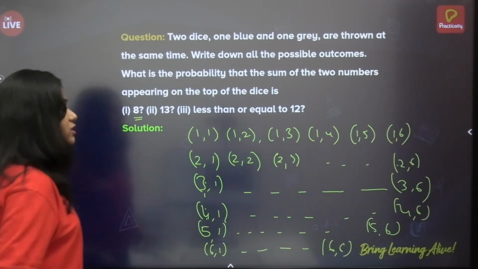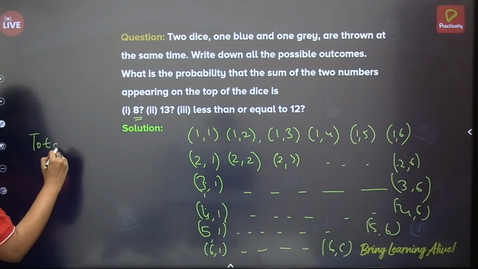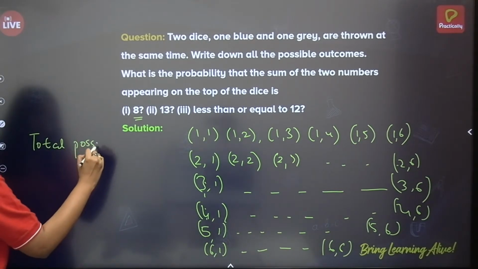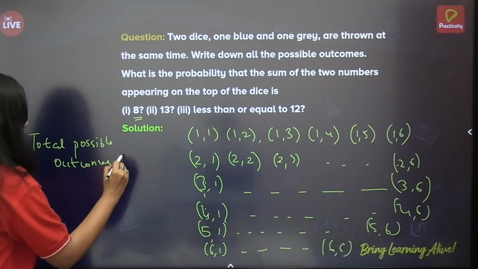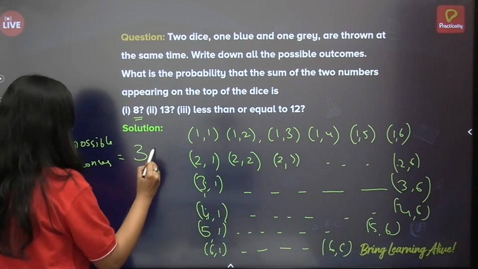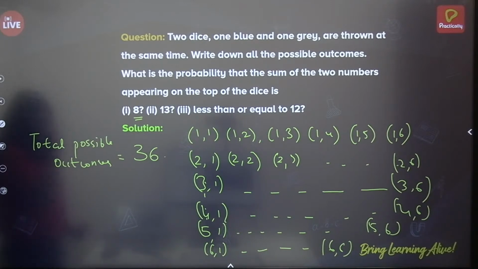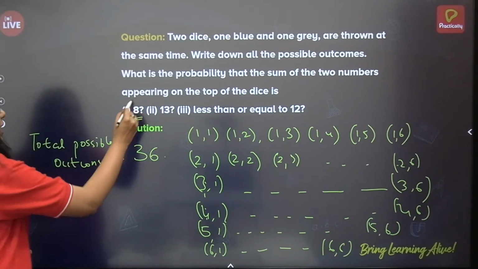So what is the total number of possible outcomes? It is 6 times 6, 36. Right? So now we have got the total possible outcomes when 2 dice are rolled. What is the first question? What is the probability that the sum of the two numbers appearing on the top of the dice is 8?